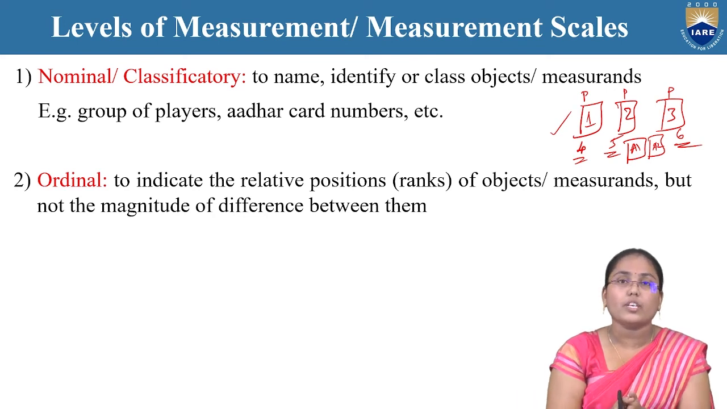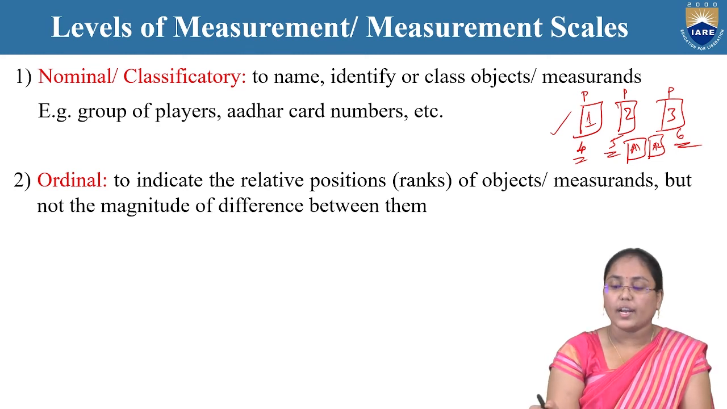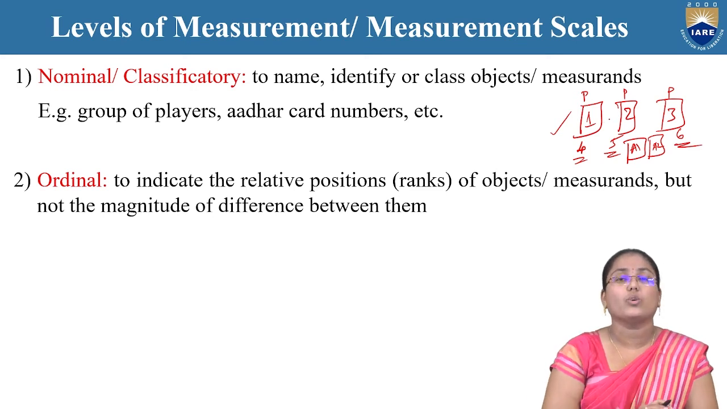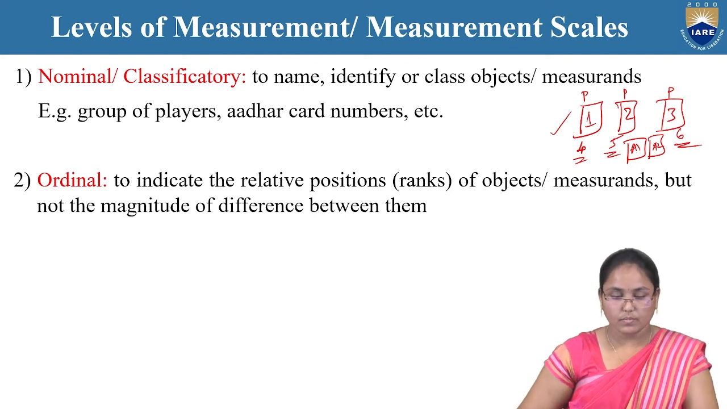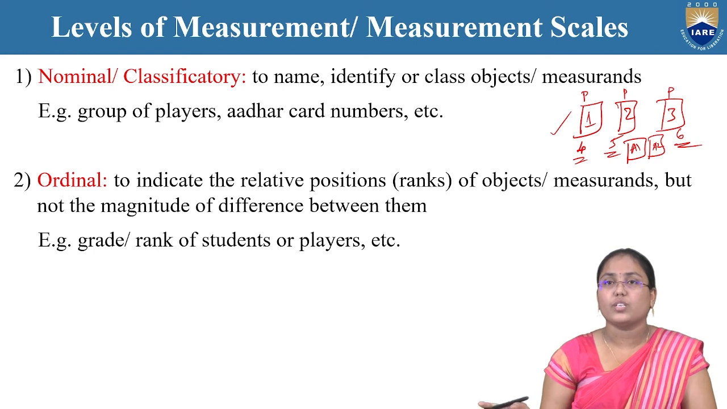But what we are not going to measure is how fast this player is. And what is the difference between these two players, in terms of speed? We are not going to take that into consideration in the ordinal type of measurement. Examples are rank of students or players, or grade of students or players.